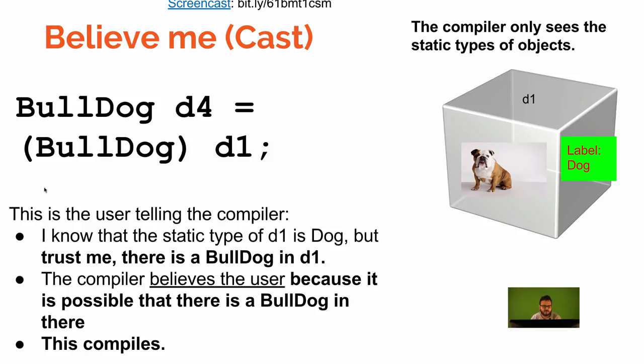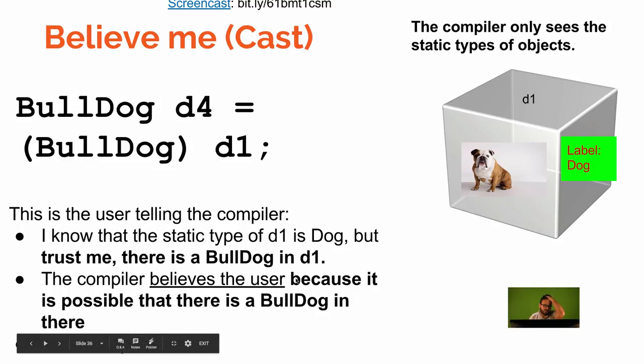And indeed this will be fine. Essentially, the way to read this line is this is the user, as in you, the programmer, telling the compiler, I know that the static type of D1 is dog. But trust me, there is a bulldog in D1. That's what this expression means. It means, trust me, I know the static type of D1 is something, but there is actually a bulldog in there. The compiler believes the user because it is possible that there is a bulldog in there.